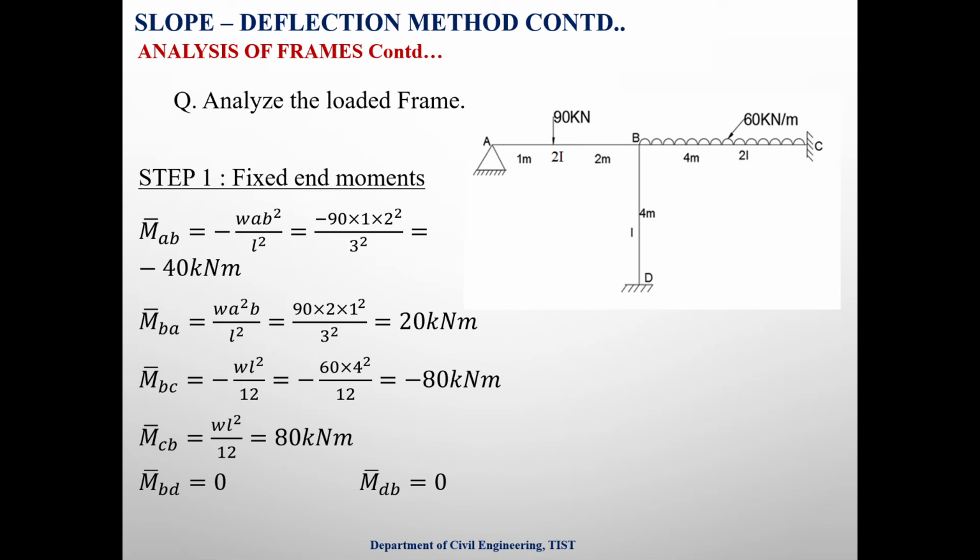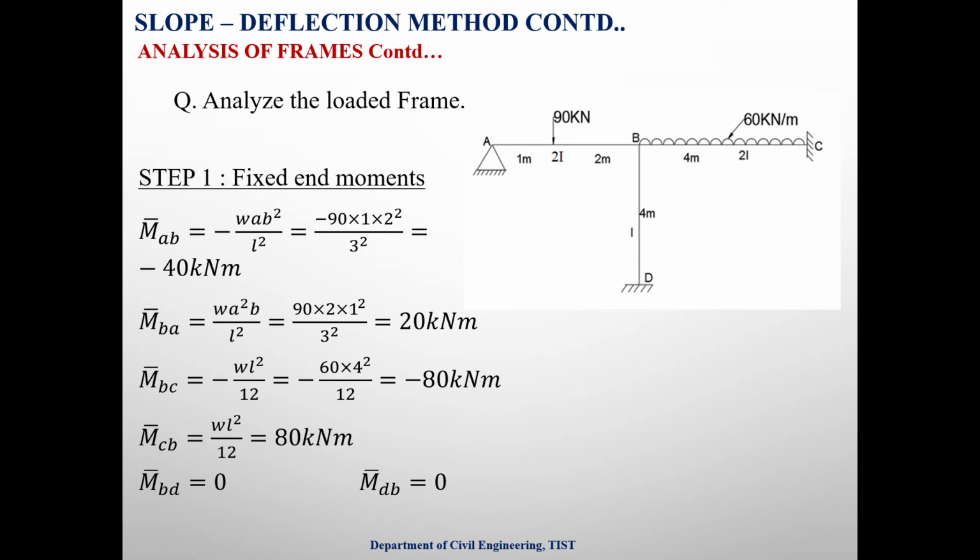Then we can see one more problem. Analyze the loaded frame. The first step is the fixed end moments. M̄AB is minus Wab² by L², M̄BA is Wa²b by L². M̄BC is minus WL² by 12 and M̄CB is plus WL² by 12. In the case of BD, there is no load, that means there is no fixed end moment.